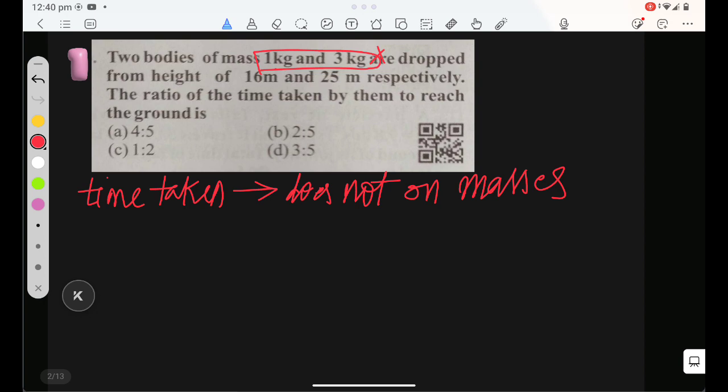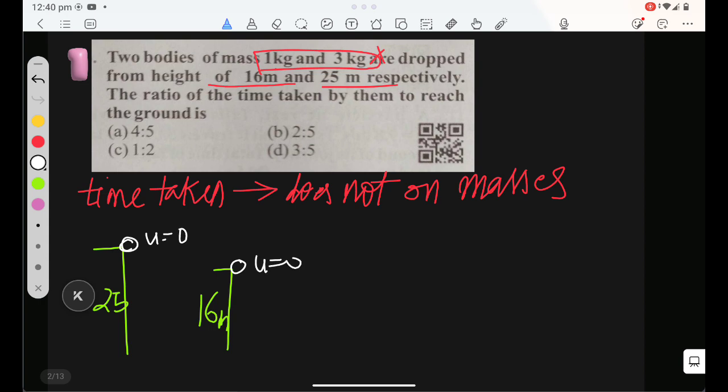The second thing is from height of 16 and 25 meter respectively, so height is important. So if I draw the diagram, one is from 16 meter, one is from 25 meter. Two balls are dropped, means initial velocity is 0. So in this case, you know the formula. If you apply the equation of motion in the y direction, taking downward direction positive, the second equation of motion, s is equal to ut plus half at square.